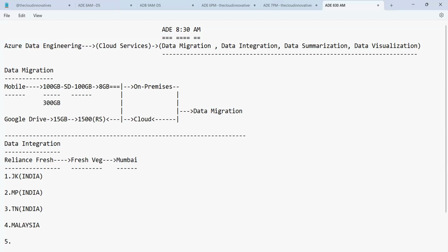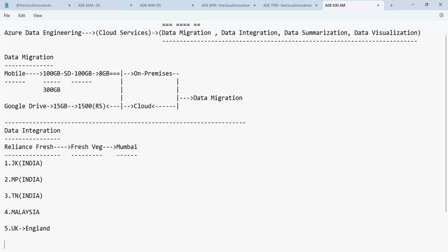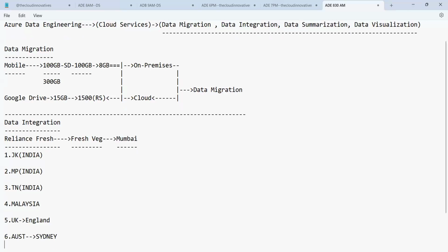Again, you have the United Kingdom, UK, England, and vegetable number six is from Australia, Sydney.